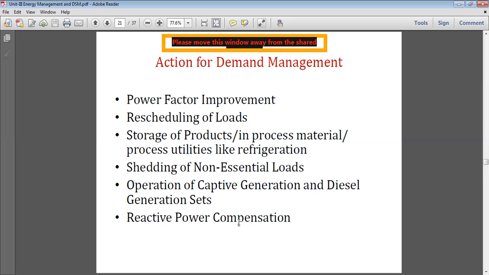Next is the captive operation of captive generation like a diesel set. Okay. Say for example, in our plant, it is found that in some particular period of time, say 6 p.m. to 10 p.m. or other times, the maximum demand occurs. So what we will do is shift the load of some feeders to a separate generator. As soon as we start the generator, because it can be started very easily, it can be stopped very easily, in a very small period of time.